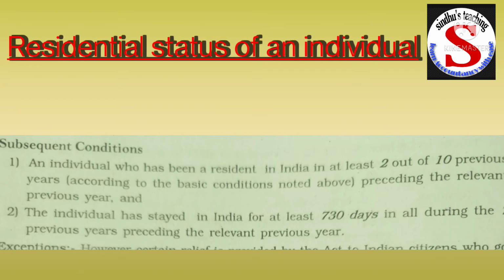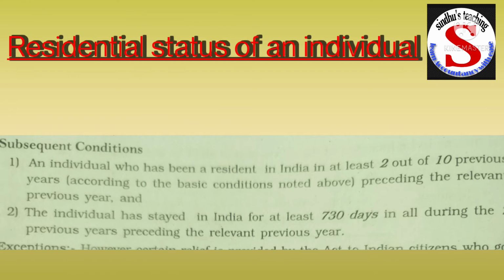So the basic condition, he has to fulfill any one, but in subsequent conditions he has to fulfill both the conditions. Which means that if he satisfies one basic condition and two additional conditions, he is considered to be ordinarily resident. And for not ordinarily resident, if he satisfies any one of the basic conditions and fails to satisfy the subsequent conditions, then he is said to be not ordinarily resident. Okay, hope you have understood.